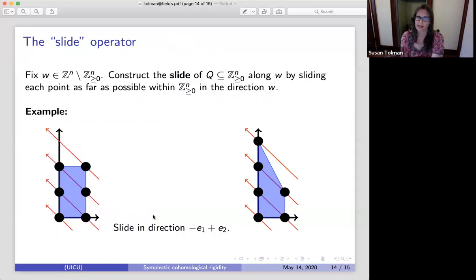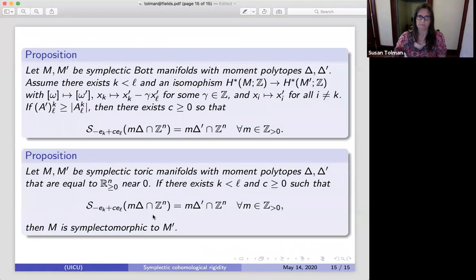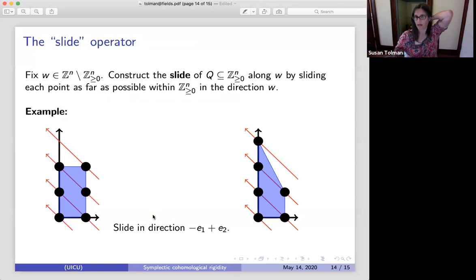Okay, great. So that's the slide operator. Any questions about the slide operator? Because it's kind of the key. Okay, so now we're almost done.